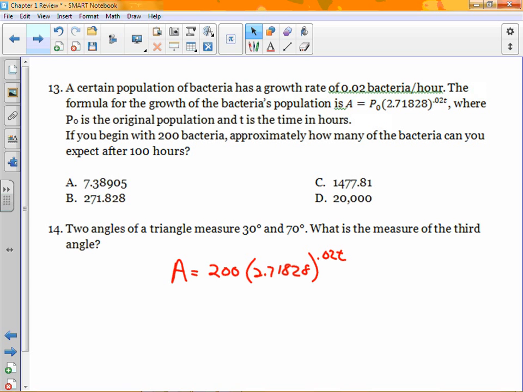Right, 200 times 2.71828 squared. So this comes first, times 200. 2.7 times 2.7 times 2.7 has got to be 6, I think. It's more than likely going to be that answer. Somebody take their calculator and get it.